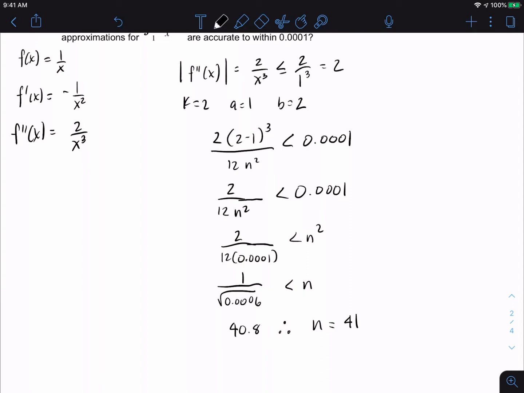I didn't round up because of it being a 0.8. If it would have been 40.1, I would have had to have gone to 41. Do you guys understand why?